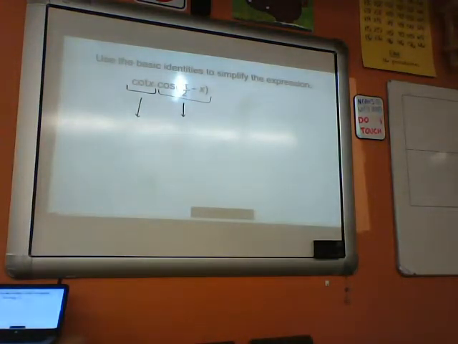Better than that. Yeah. That's just sine. But then you're going to want to rewrite that so that it's just sine and cosine. Yeah. Simplify a little bit more.